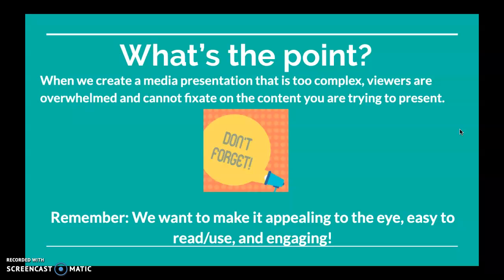So you might be thinking, what's the point of this? We want to be mindful that when we create any type of media presentation, if it gets too complex, viewers get overwhelmed and they can't really focus on what you're trying to explain. So you want to remember to make your presentations appealing to the eye, easy to read and use, and also engaging for all viewers.